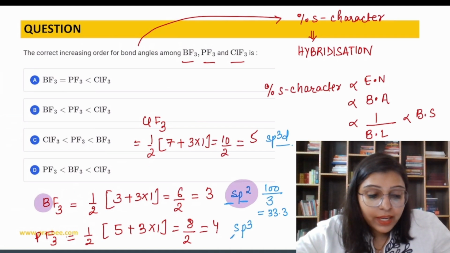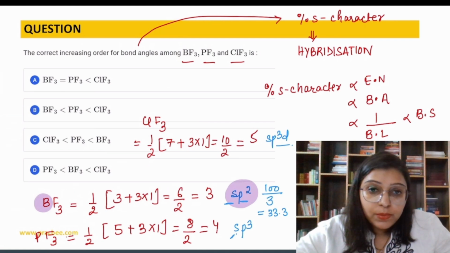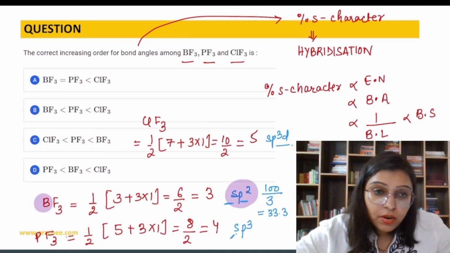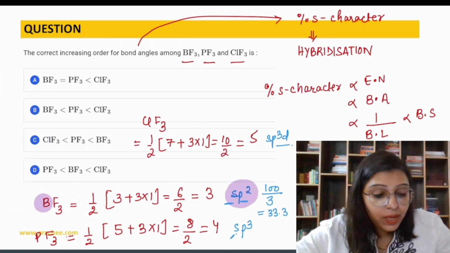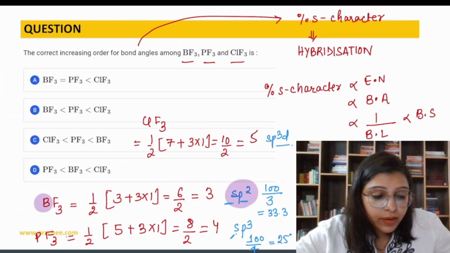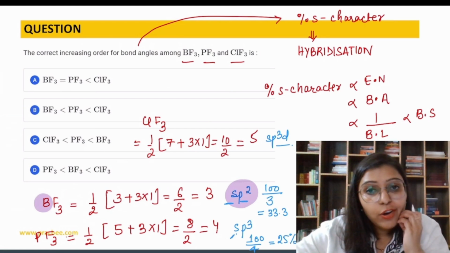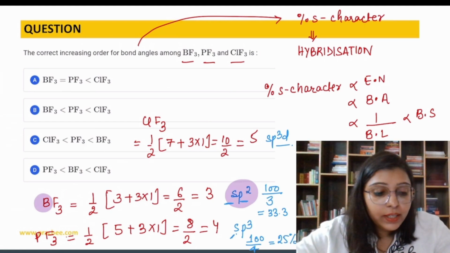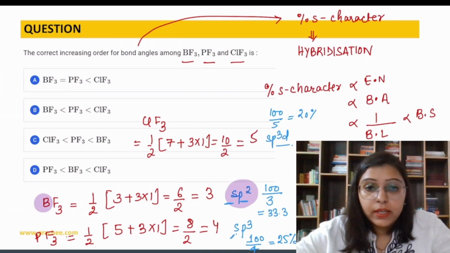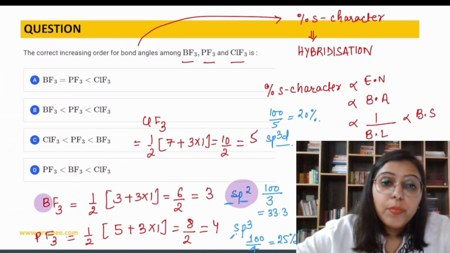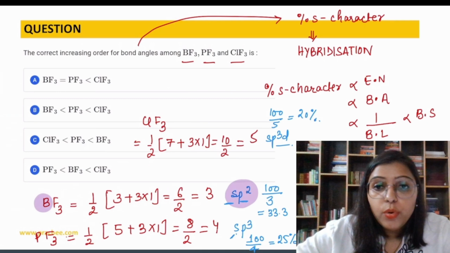In order to calculate for sp3, we have 4 orbitals involved in sp3 hybridization, 1 orbital of s and 3 orbitals of p. So we can write 100 divided by 4. So here we have 25%. Similarly, we talk about sp3d. In sp3d, 5 orbitals are involved. So it means 100 by 5. So 20% s character.